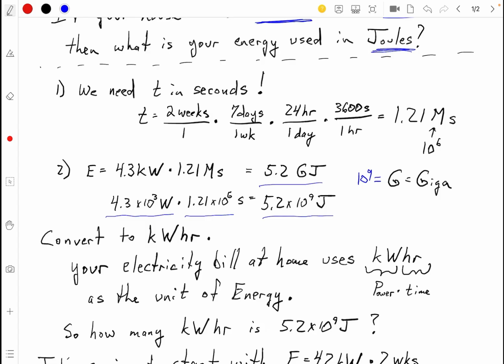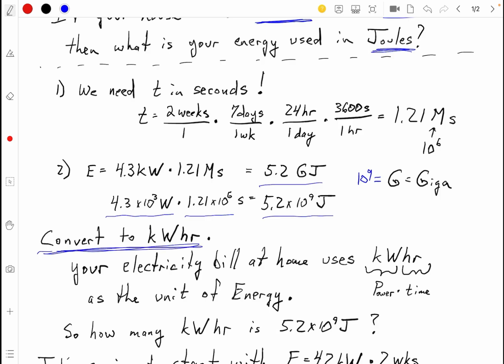And that's just like a billion bytes on your hard drive. You have a 1 gigabyte hard drive. Well, that's a billion bytes, okay? So we want to convert. Why do we want to convert to kilowatt hours? Okay, so here's what we're going to do. We're going to convert to kilowatt hours.